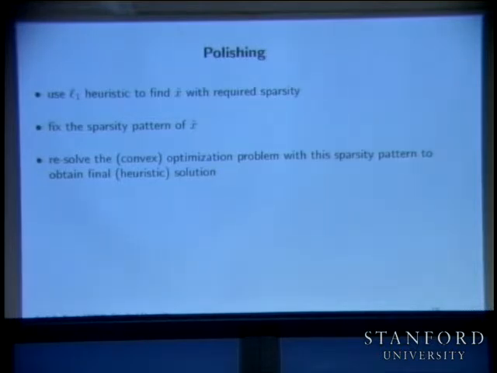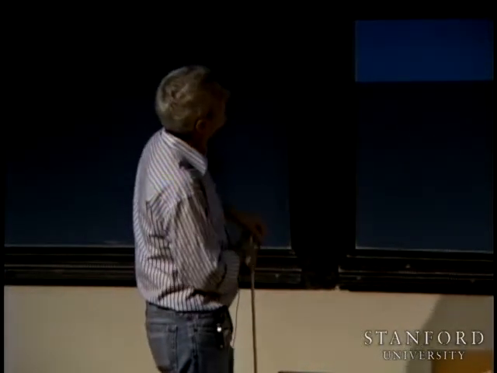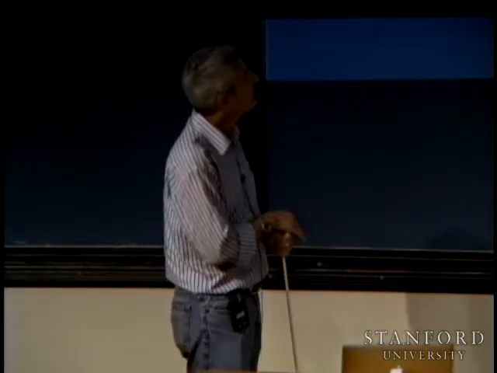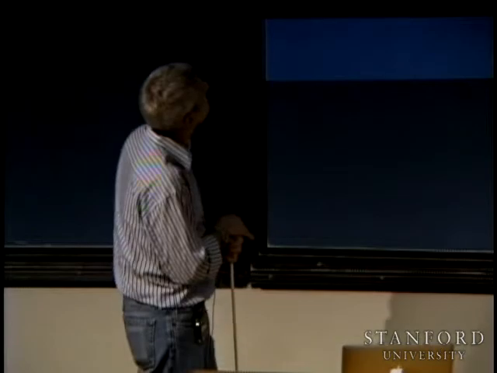So polishing is quite interesting, and let me explain what that is. It's not universally used. Statisticians don't do it for some reason, and they tried to explain it to me, and I didn't get it. Apparently, it's bad, at least in the context of their problems. But for other applications, it's not. It works like this. You use the L1 heuristic to find an x hat with required sparsity. Now, once you've done that, you fix the sparsity pattern, you go back and you solve the problem again. That's how that works. And that's called polishing.